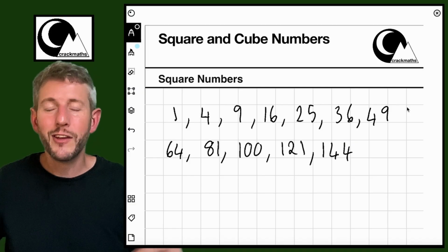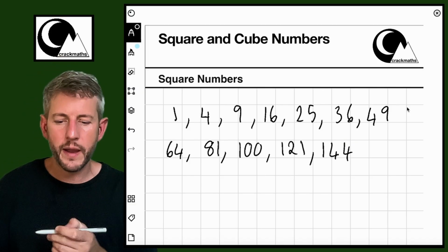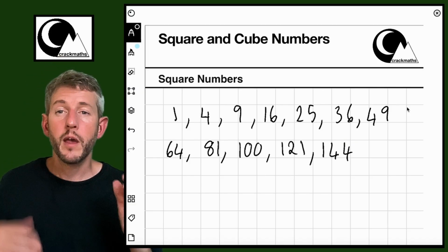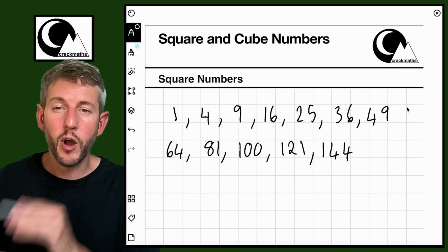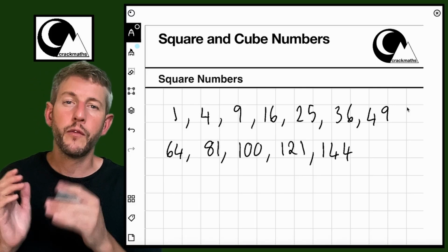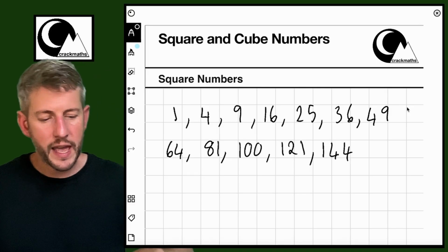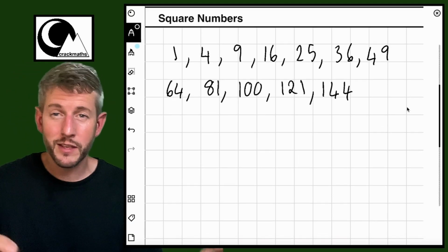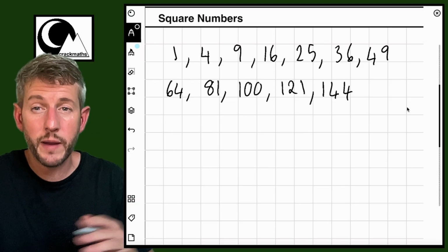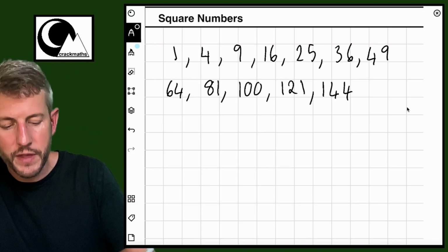144. So these are all of the square numbers that we need to know, but you can always rely on your ability to work them out by just multiplying the numbers by themselves. What I want to quickly do here is really emphasize the connection between square numbers and square roots. I'm just going to go through these as well.